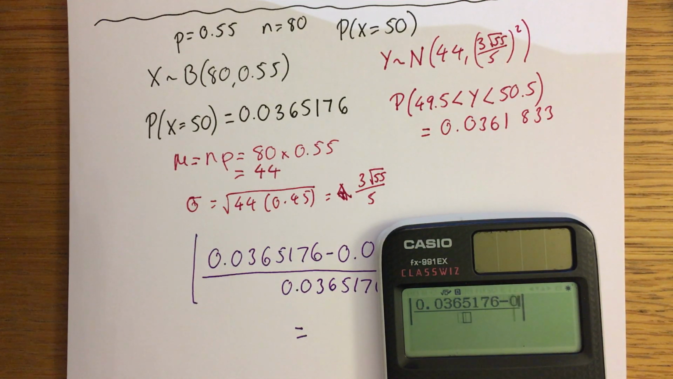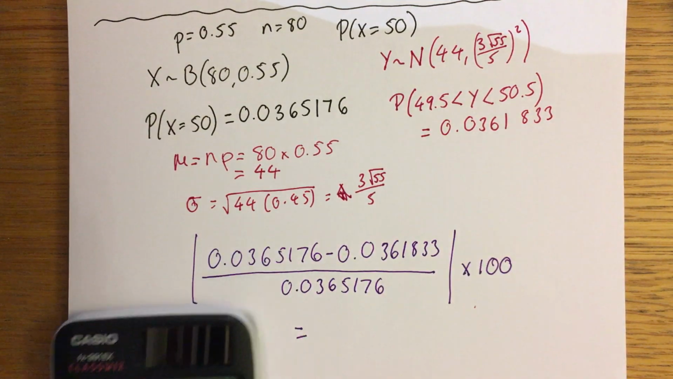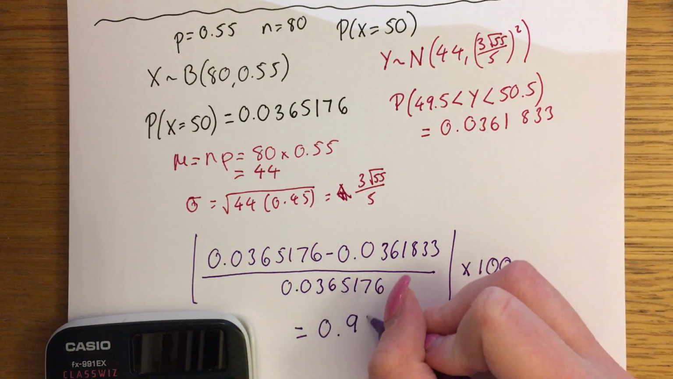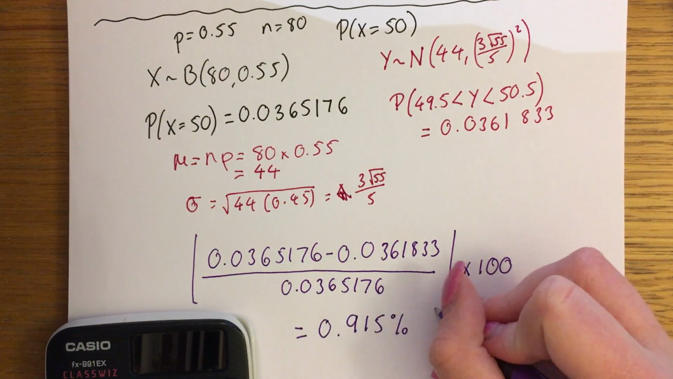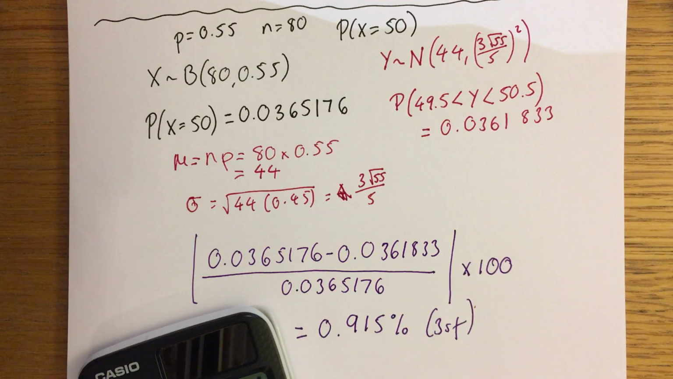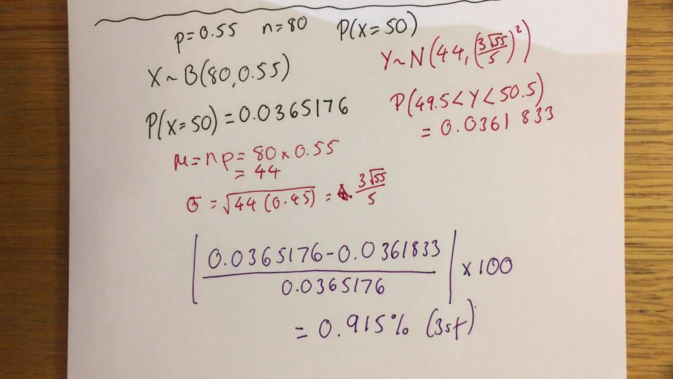0.0365176 subtract 0.0361833 over my exact value. I know that I've used rounded values, but the percentage error will be accurate enough to 3 significant figures by using that anyway. So the percentage error is 0.915% to 3 significant figures. So it's really not actually that inaccurate an approximation, within 1% of what the real value is, which shows that it is a good approximation and shows you that it was right to use it.